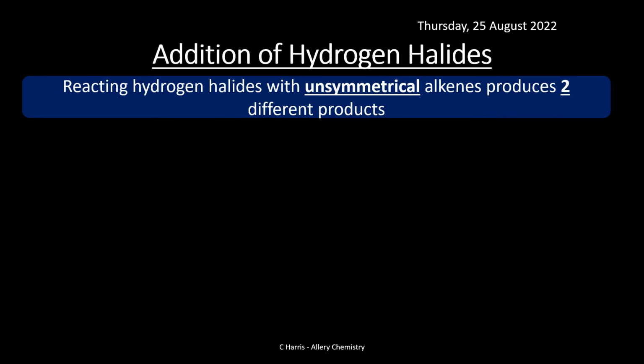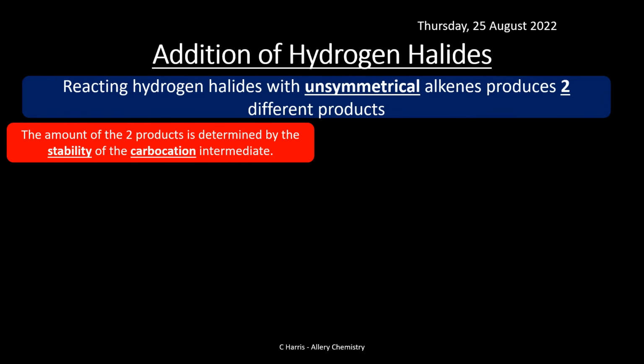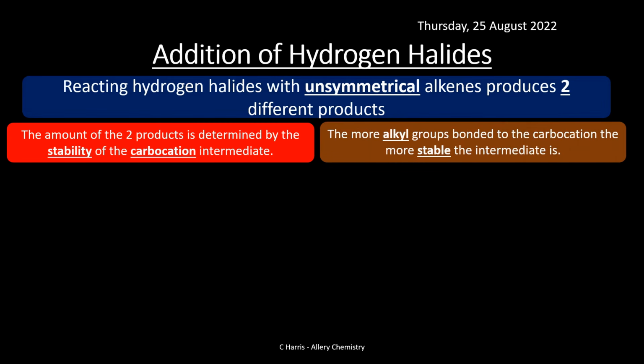So, addition of hydrogen halides. I've seen the reaction there. Now, when you react hydrogen halides with an unsymmetrical alkene, it produces two different products. Just when you thought you were getting it, okay? So the amount of the two products is actually determined by the stability of the carbocation intermediate. So remember when we showed them reactions, you had the C+, you had that intermediate in the middle. Now that can be stable or not very stable.